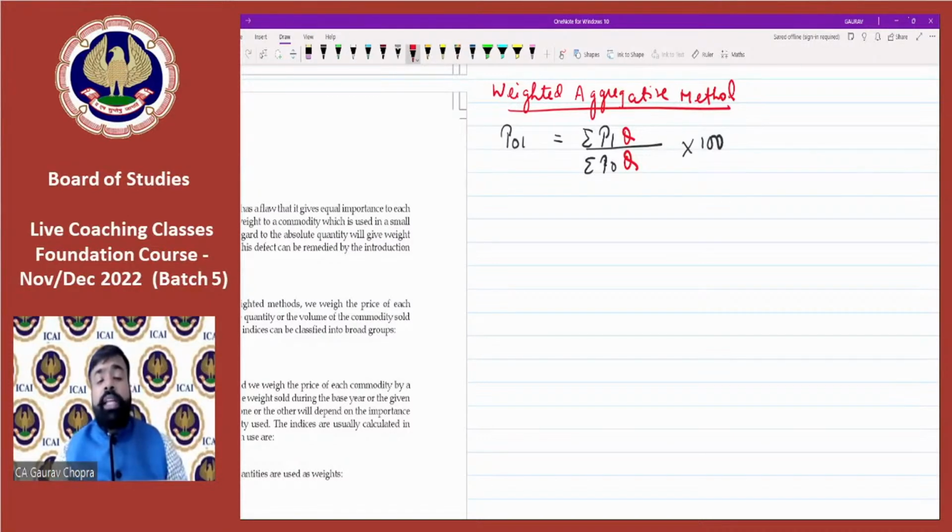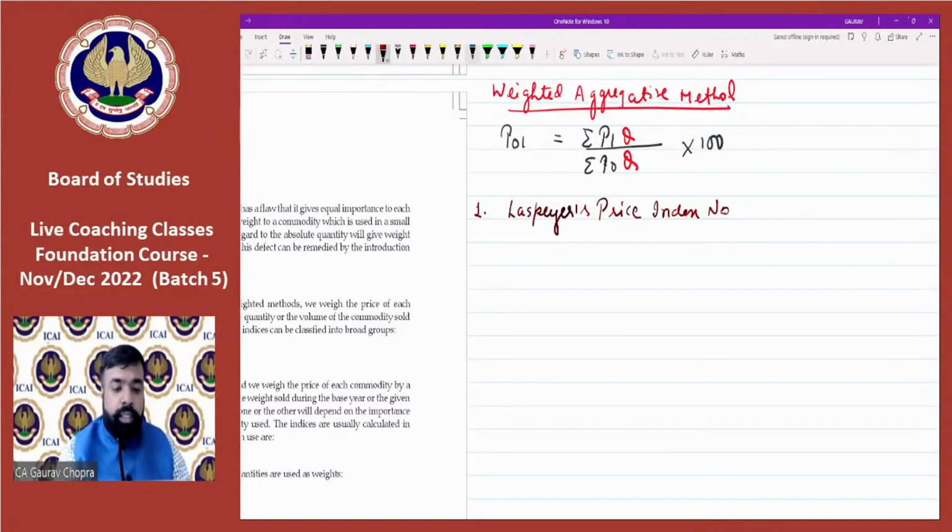But here again comes one challenge, like which quantity we can take. कौन सी quantity हमें लेनी है, base year or current year. So based on this, there are 5 different formulas. So let us write the first one. The first one is Laspeyres price index number.